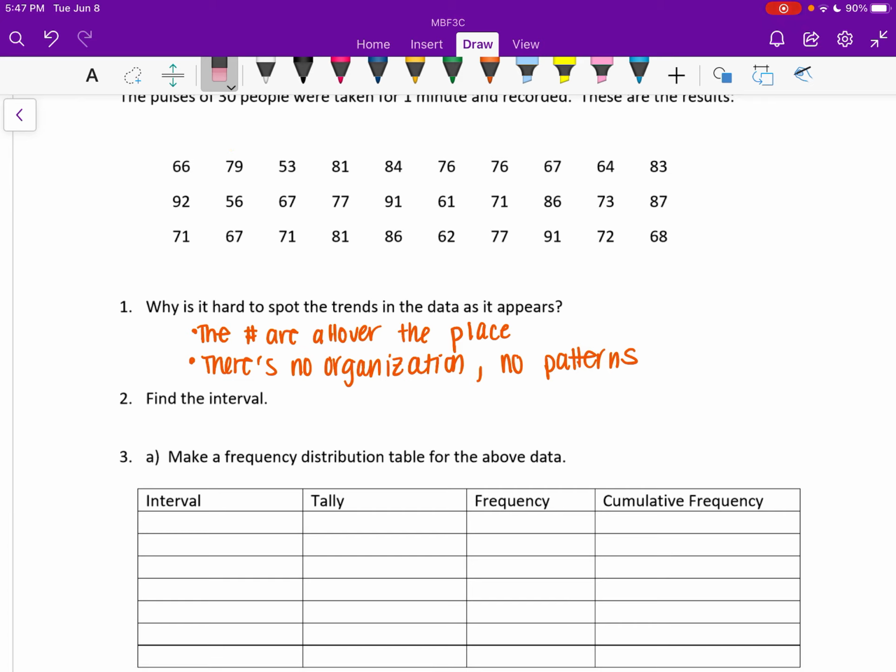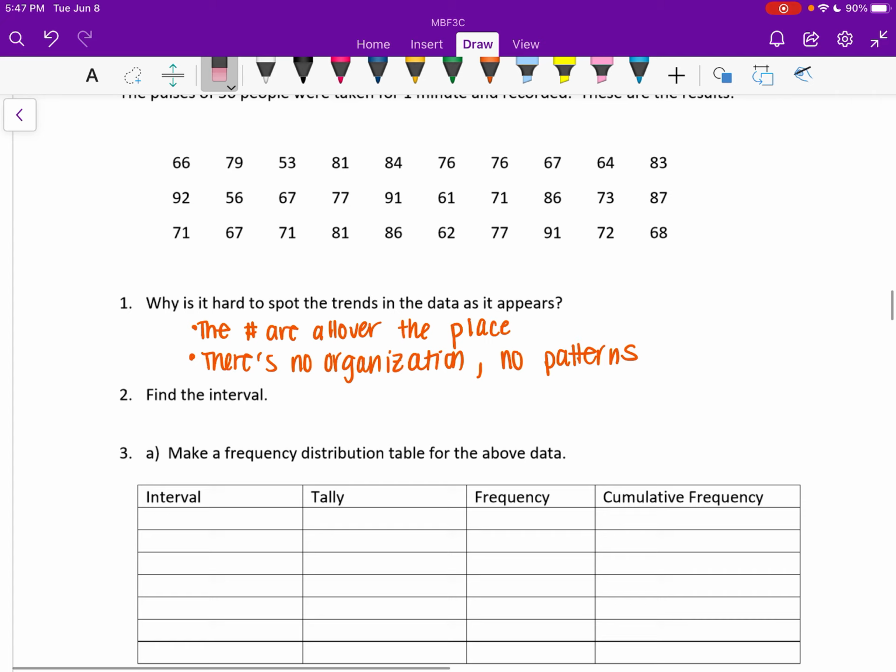It's really hard to spot a trend because you have all these numbers all over the place. But what we could do is we could make a histogram, right? And that histogram will help us spot a trend. So let's try to do that. I went and found what the smallest number was. The smallest number here is 53, right? And then I went and found my largest number, and that's 92.